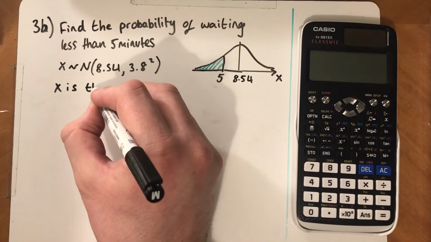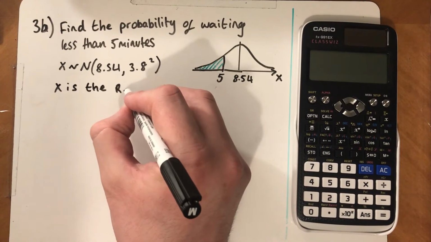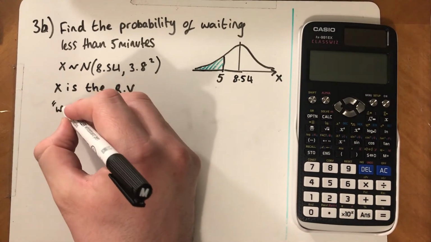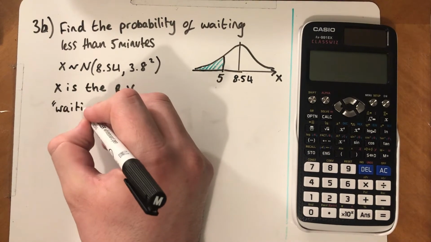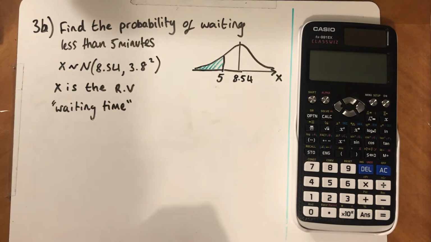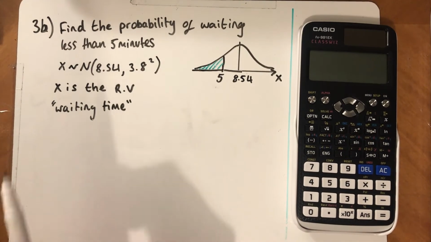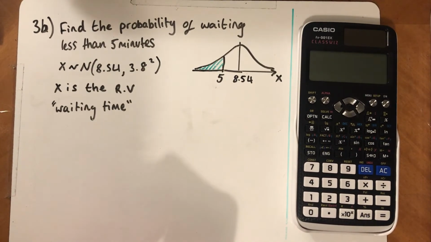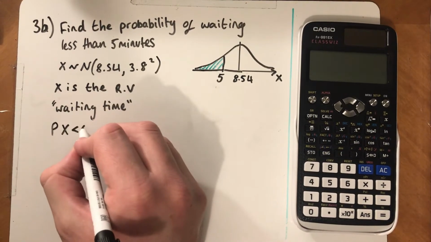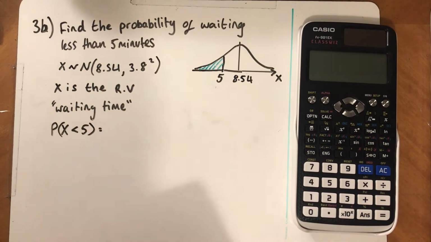X is the random variable (RV) waiting times. We've been asked to find the probability of waiting less than 5 minutes. So we've been asked to find the probability that x is less than 5.